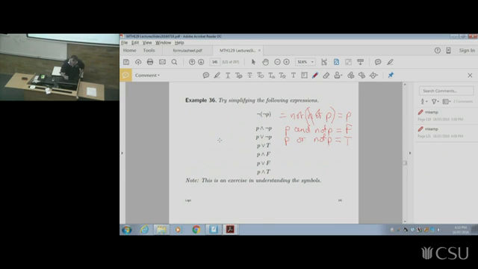Okay. Next one here. So they're the ones we said. This one's P or true, so it'll be true.